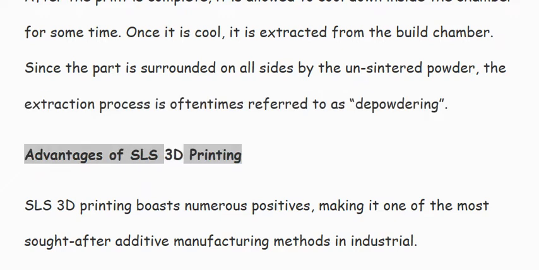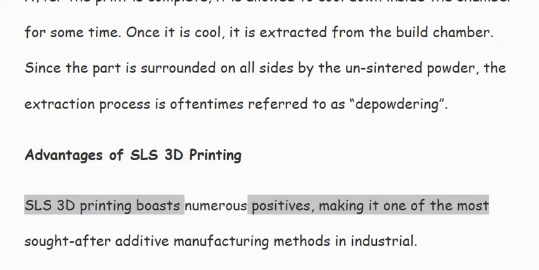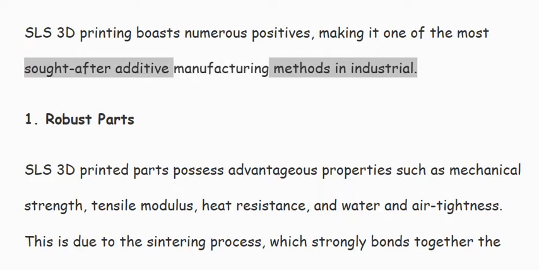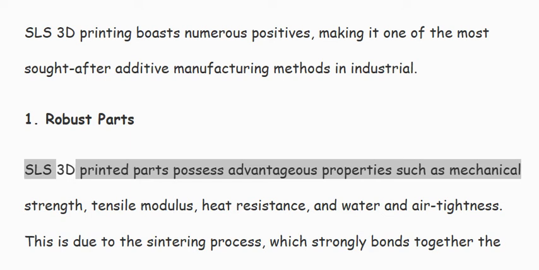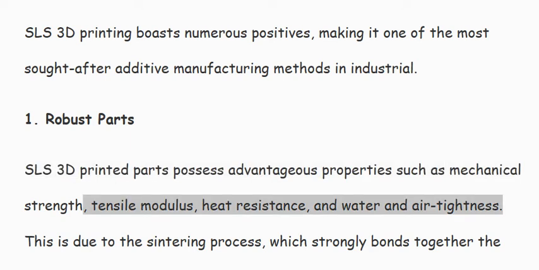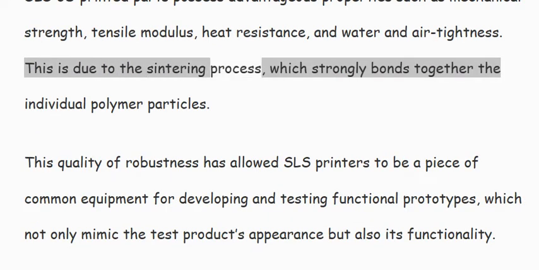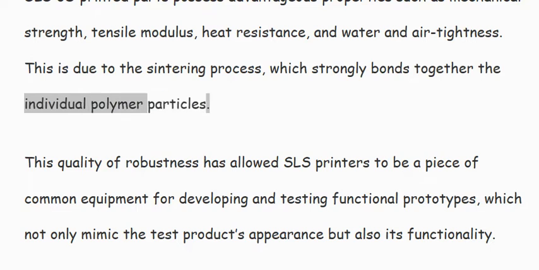Advantages of SLS 3D printing. SLS 3D printing boasts numerous positives, making it one of the most sought-after additive manufacturing methods in industry. 1. Robust parts. SLS 3D printed parts possess advantageous properties such as mechanical strength, tensile modulus, heat resistance, and water and air tightness. This is due to the sintering process, which strongly bonds together the individual polymer particles.